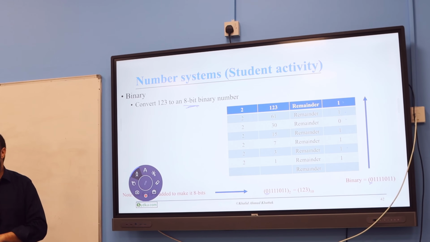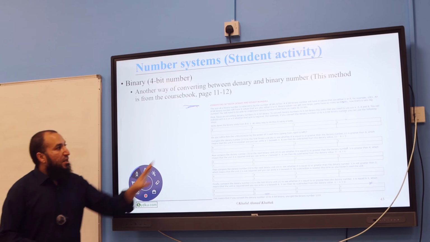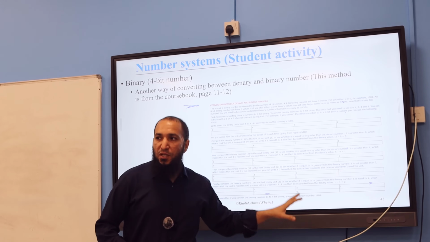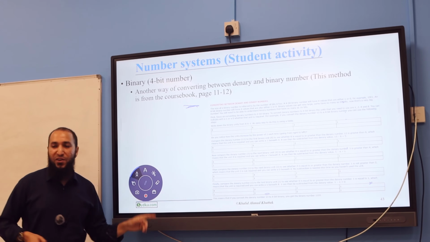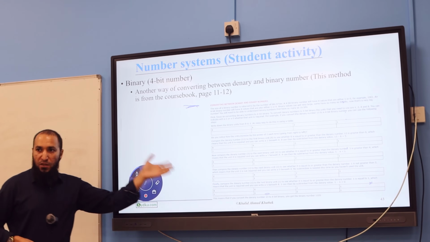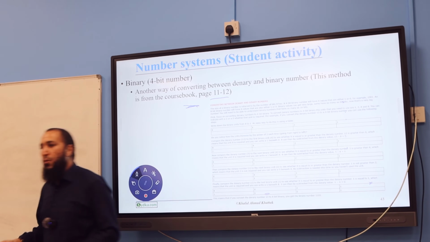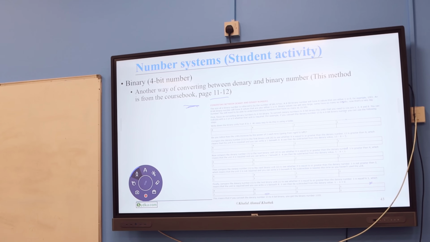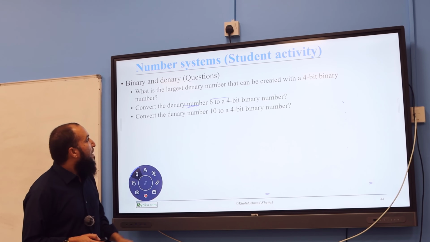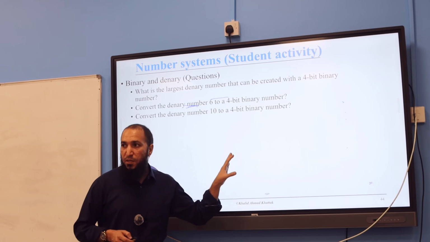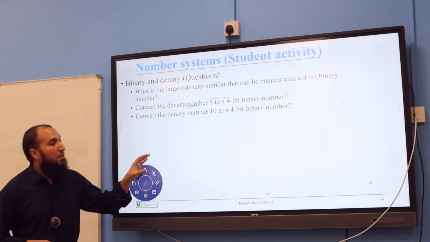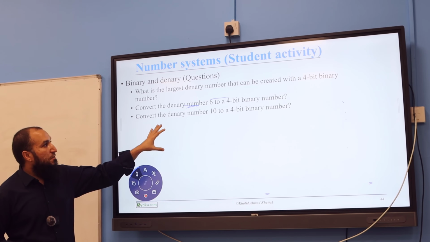Shall I go to the next slide? There's another method in the book. You can go through that, but I found it very complicated, so I preferred this table method. But you can still go to pages 11 and 12 and go through it. If there is any difficulty, you can come back and we can discuss it. The next one is homework. Go home and try these ones.